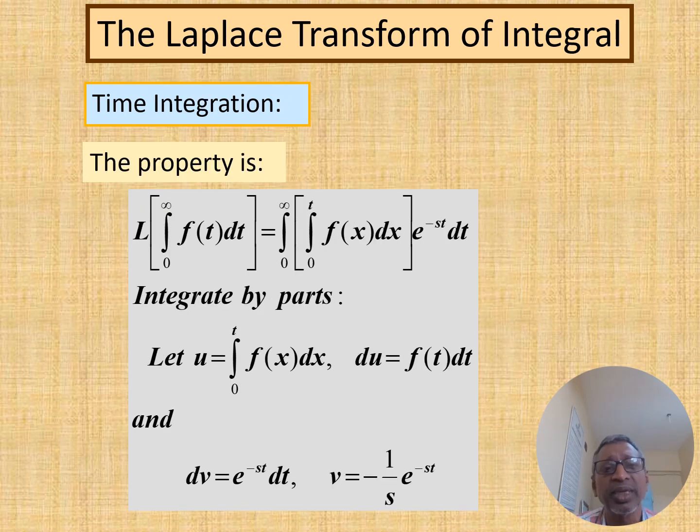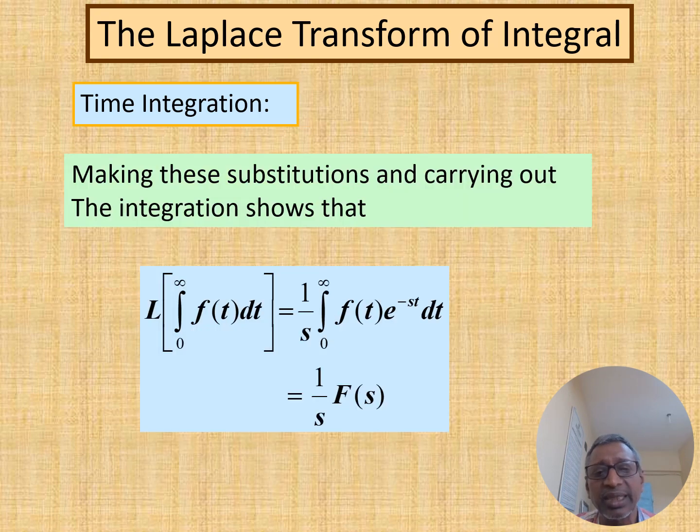So therefore, this is the Laplace transform of an integral. So once again, this is the proof. We need not worry about the details of the proof. We only require the result. Therefore, the Laplace transform of the integral is nothing but F(s) by s. This is the most important result we have to memorize.